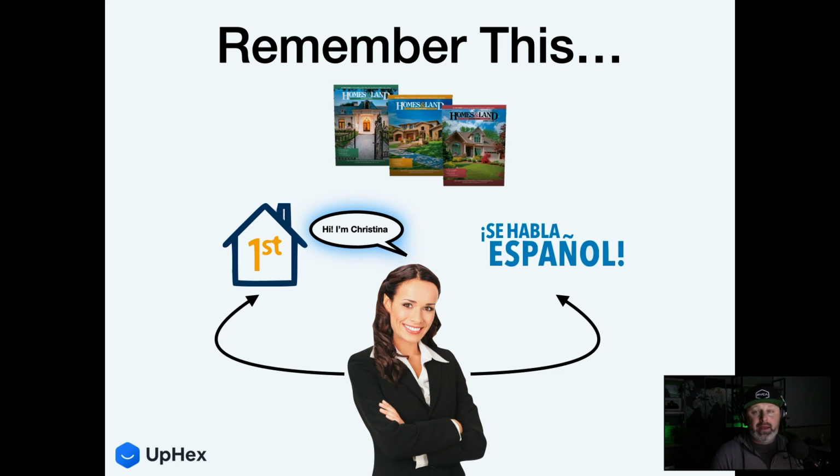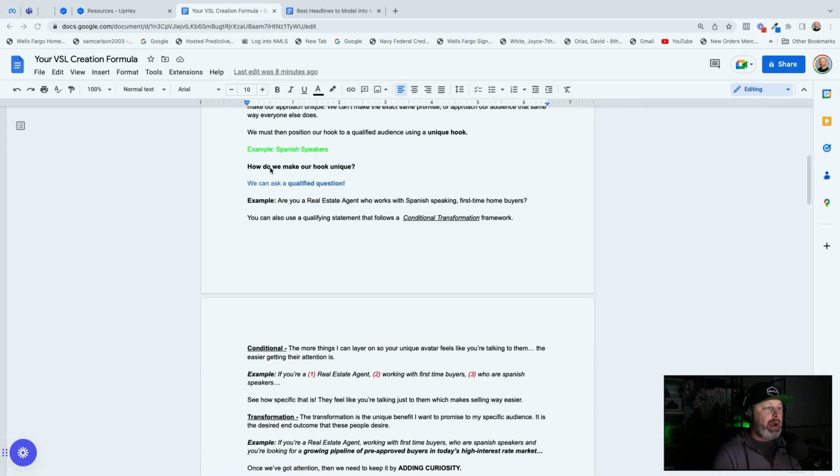So I called her up and I said, hey, why don't I help you with your first-time home buyers? I speak Spanish. You don't have to translate. This was a very specific promise. This is what it means to have a unique hook, to be able to speak to that audience in such a way to where everything seems like you are talking only to them. All right, we'll jump back into this.